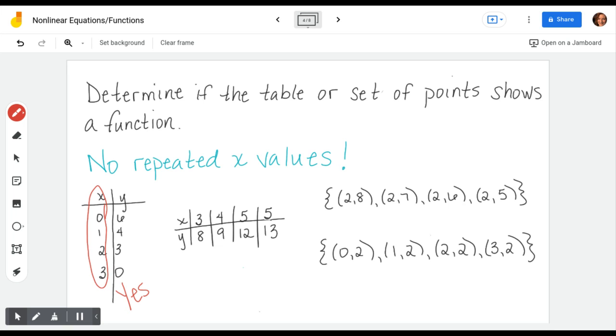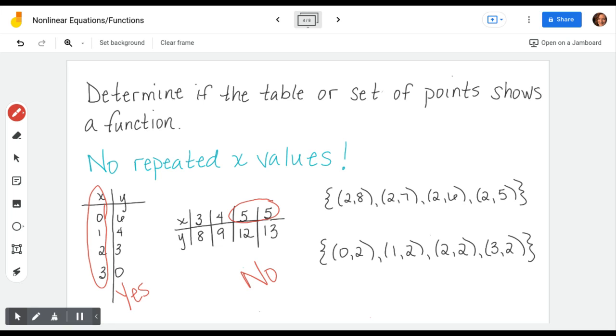It's a function. These x values, look, I have a repeated 5. I could still graph it. It would make some kind of graph, but it's not going to be a function. Sorry, see, now here I am messing up. It's not going to be a function because it has a repeated x.